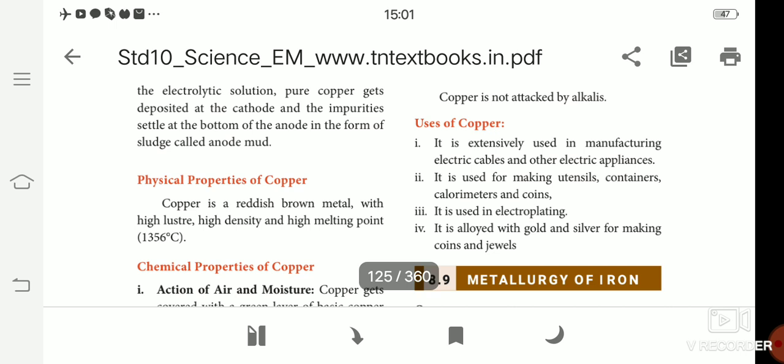So gold is not a pure metal; some alloys are mixed in the gold. 96.4 percent is the pure metal, and the remaining percentage is an alloy of zinc and copper. So it is alloyed with gold and silver for making coins and jewels. Okay, this is the extractive metallurgy of copper.